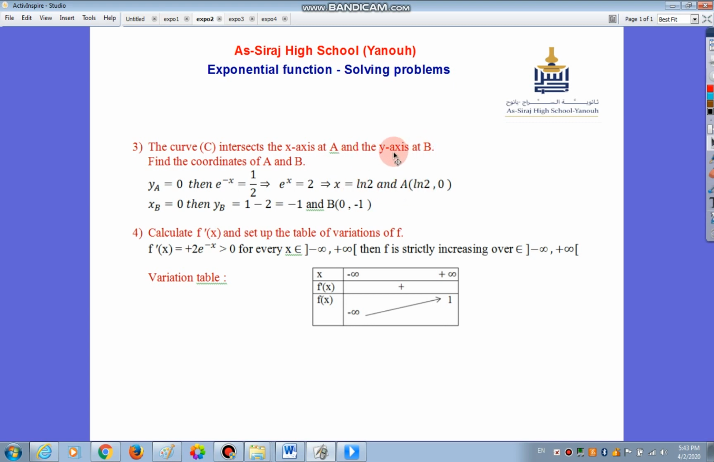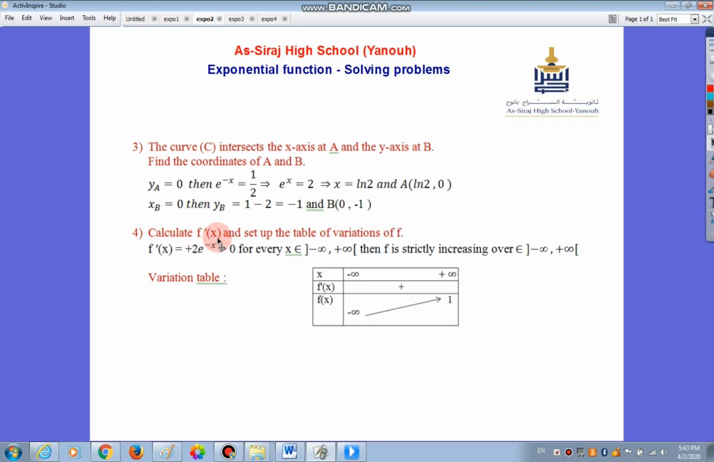Now, B belongs to the y-axis, then x of B is 0. Substitute x of B equals 0 in the original function f(x). You will get y of B equals 1 minus 2. 1 minus 2 is minus 1, and in this case the coordinates of the point B are 0 and minus 1.